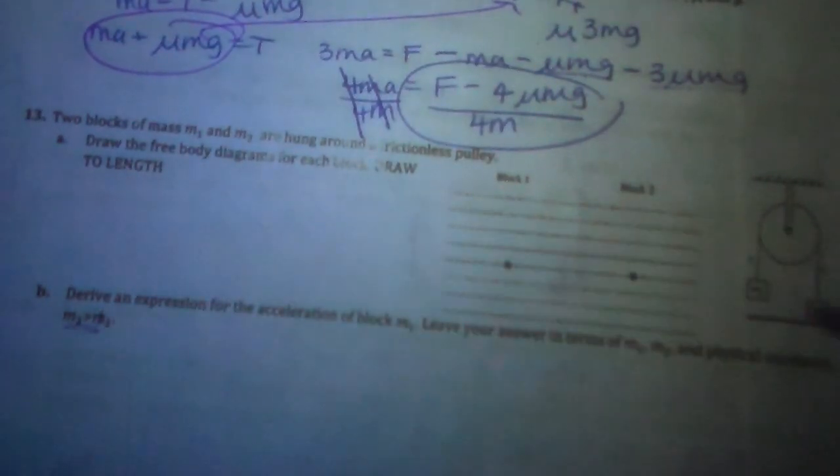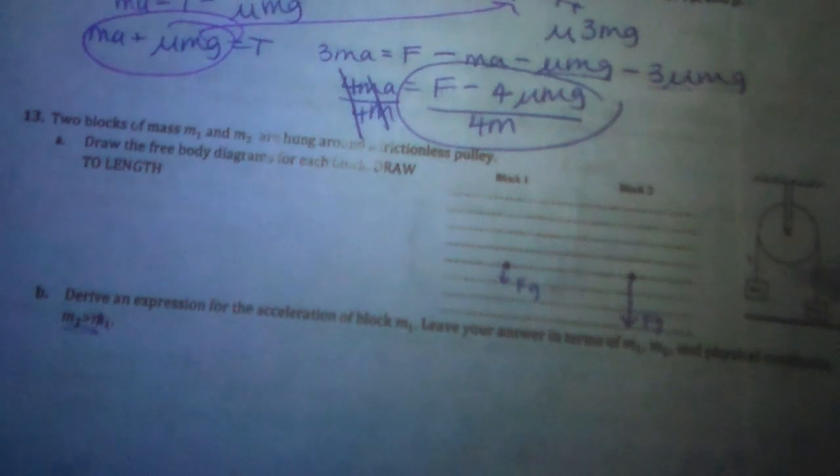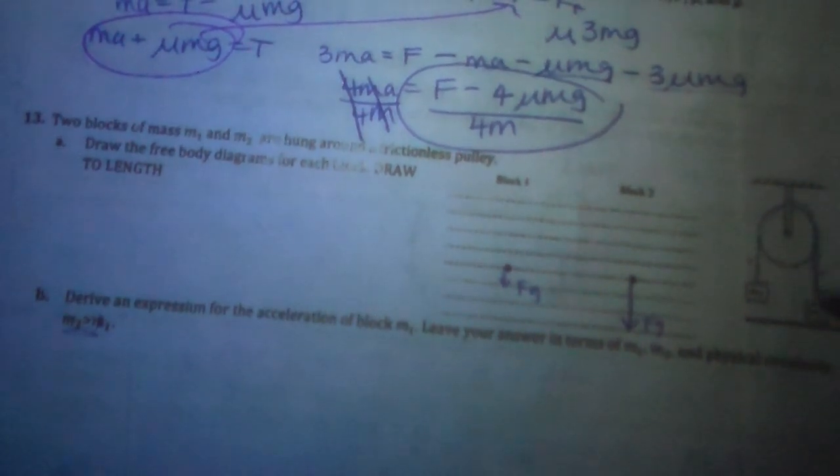Number 3, I've got the 2 blocks. It says right here, I'm going to assume that it counts for all of it. M2 is greater than M1, so I'm going to show this greater than M1. There's obviously some tension. This is the same string, so it's going to be the same tension. I need it to accelerate up, and this one to accelerate down. So I need it greater than this force of gravity, but less than this force of gravity.